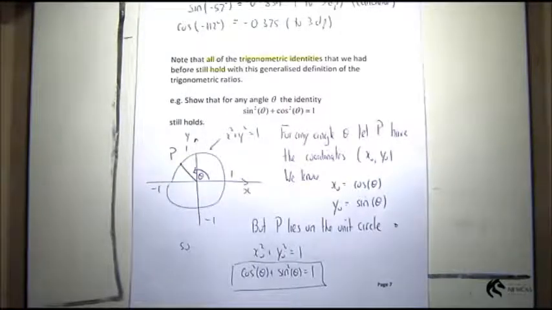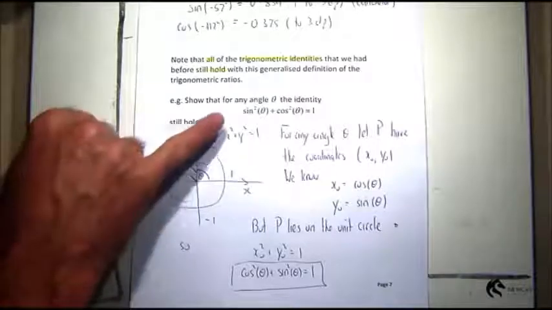And we can do that for all the other trig identities as well. Okay, so we now know how to find the values of the trig ratios for any angle whatsoever.